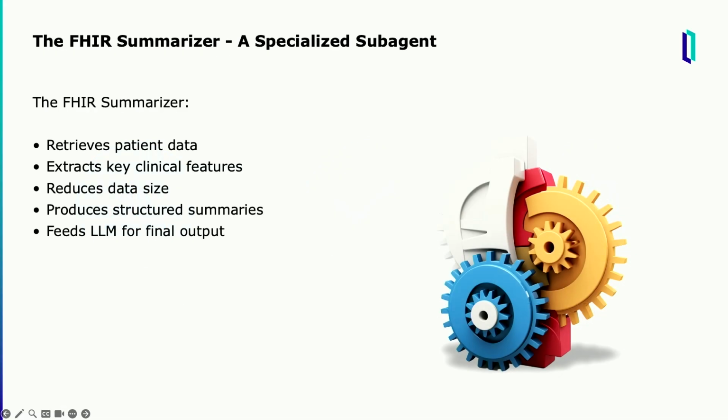The summarizer sub-agent retrieves patient data, extracts the key clinical features, reduces the size of the data, produces a structured representation, and then feeds that into the LLM. In other words, it's the bridge between raw FHIR and useful AI reasoning. And I'd emphasize this is not a general purpose agent. It has a very defined goal, a limited tool set and constrained behavior.